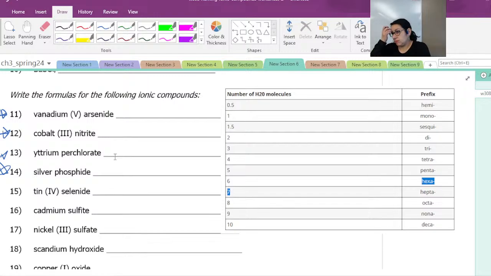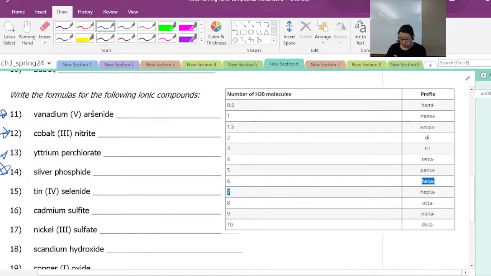For polyatomic ions, it only has the I and the A. Is that different? Yeah, so it's probably just the element, right? Arsenic. Yeah. So let's go through them. So what do we get for 11 then? How do we write that formula?